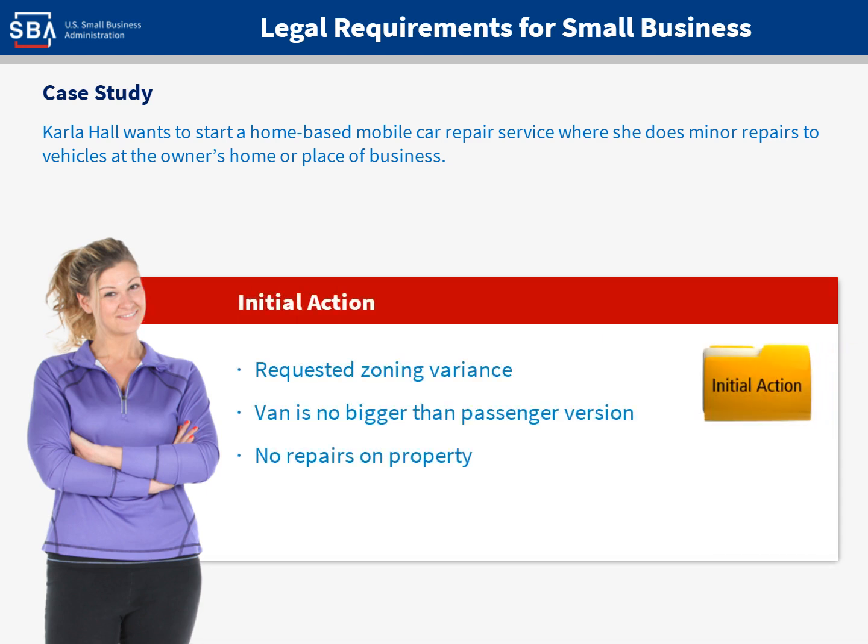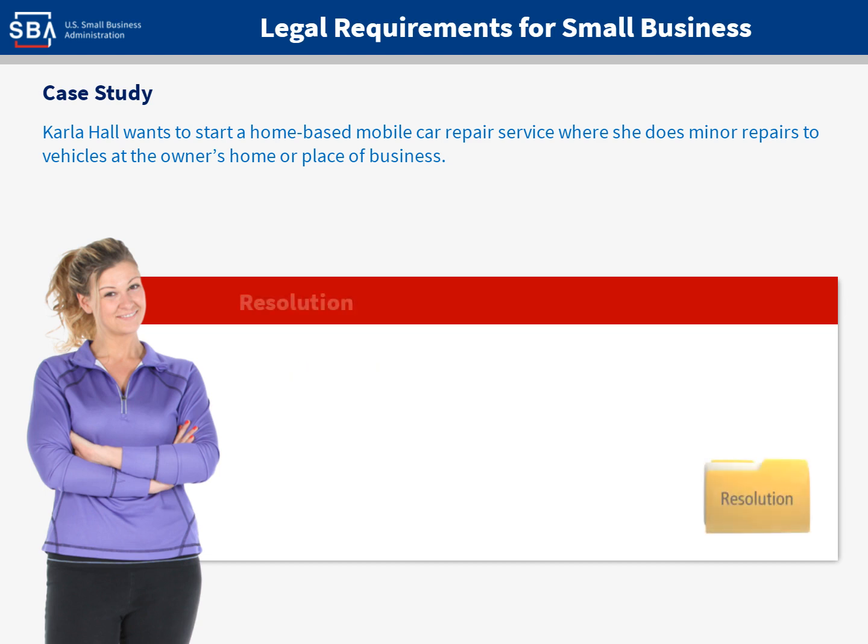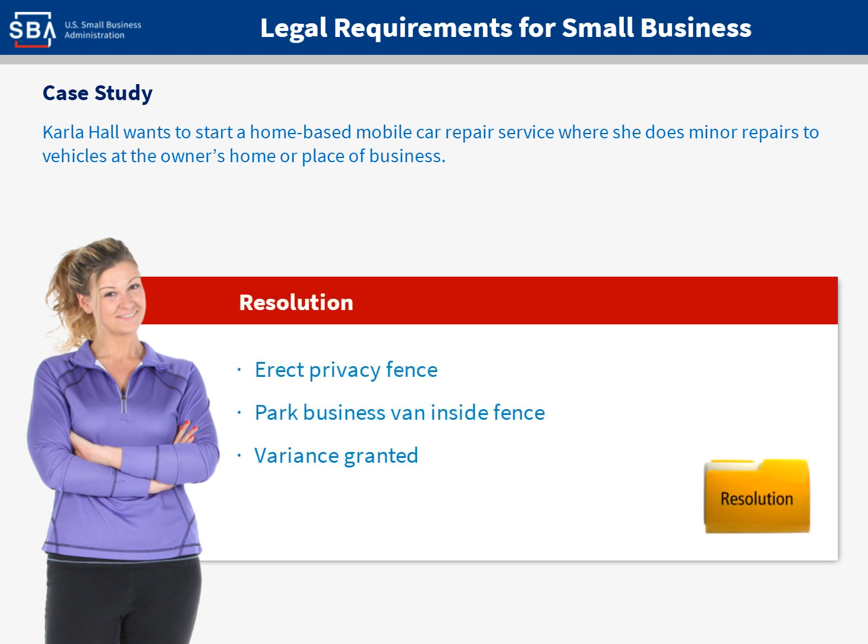Carla went to the City Planning Commission to request a zoning variance, noting that her van is a converted standard passenger model no bigger than many passenger vehicles used by her neighbors. She does not plan to repair any vehicles at her home. Carla agrees to erect a privacy fence around her backyard and park her vehicle behind the fence at night. The Planning Commission approves a conditional variance and both Carla and the neighbors are satisfied.